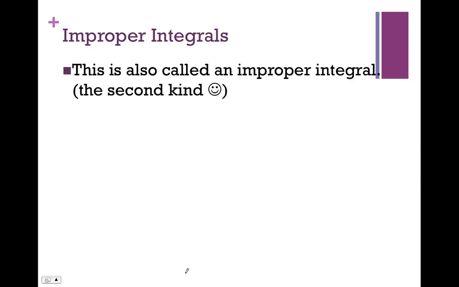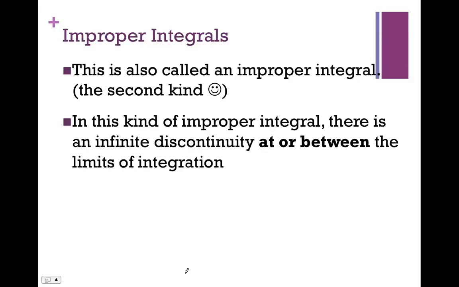This is also called an improper integral. I'm going to call this the second kind. The first kind was the kind where we integrated to infinity or integrated from negative infinity. This kind, we are going to be integrating either from or over infinite discontinuities. Okay, so in this type of improper integral, there is an infinite discontinuity at one of the limits of integration or somewhere between the two limits of integration. For example, the integral I had in my warm-up. 0 is a problem here because this function itself is not defined for x equals 0.